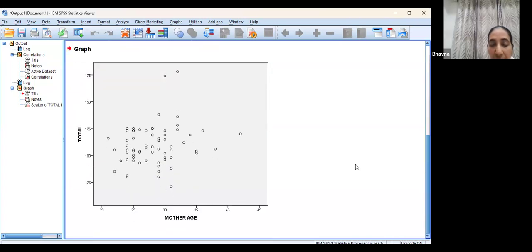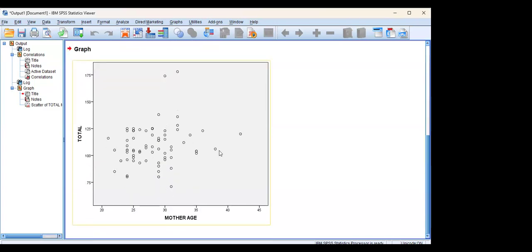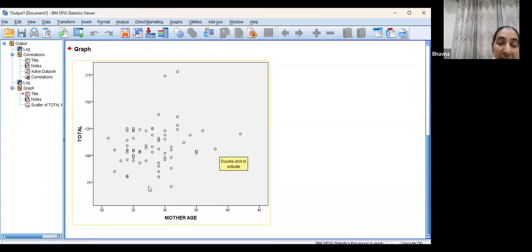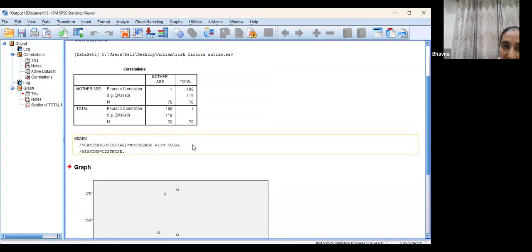Is the graph visible? Yes, ma'am, it's visible. Now this is not exactly a graph, it is a scatter diagram. This scatter diagram, you can appreciate, shows no pattern. You cannot see any pattern here. So there is no relation between the total score of autistic children and the age of the mother. And the same thing was seen here. 0.18 means no correlation between the mother's age and the total score.